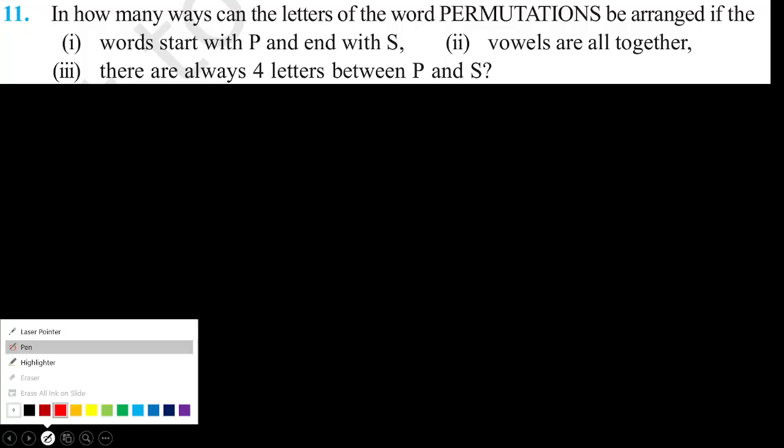The second question is permutations to be arranged, with all the vowels adjacent. I discussed this type of question in the previous class. In the word permutations, what are the vowels? E is a vowel. U is a vowel. A is a vowel. I, O. A, I, O, U. All the vowels are there in the word permutations: E, U, A, I, O. Is that correct? Okay.